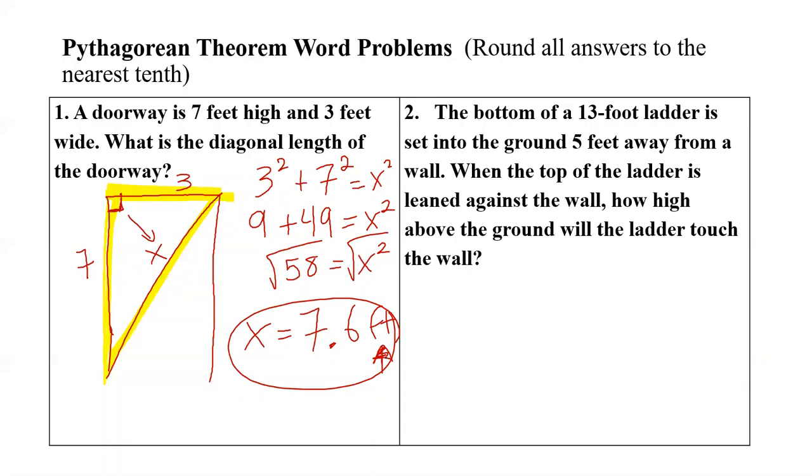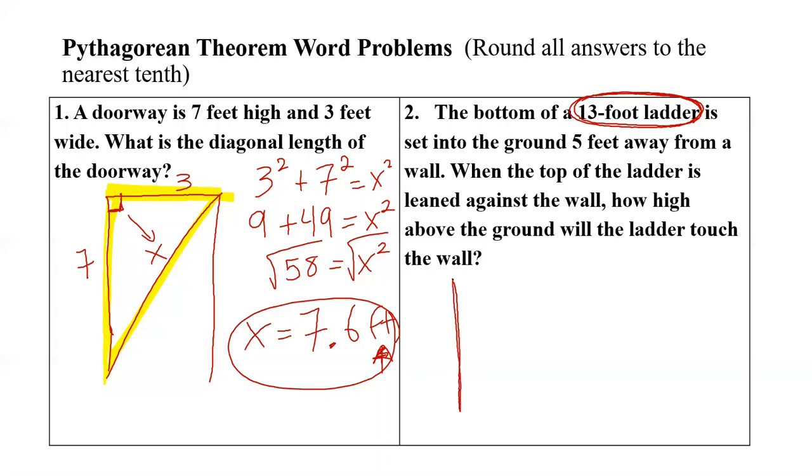So if you get number 2, we are going to have a lot of problems like this. I just want you to notice that this has a 13-foot ladder. So my ladder is 13 feet long. It is set in the ground 5 feet away from a wall. My wall is always vertical.